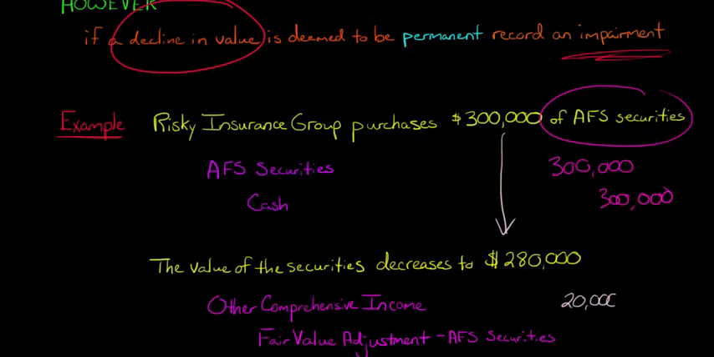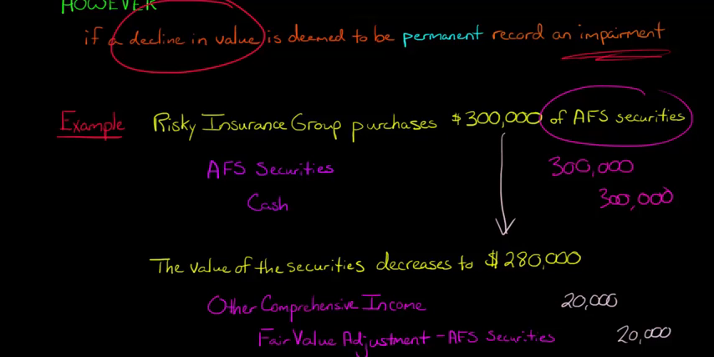Instead of that being a loss that ends up on the income statement, it bypasses the income statement and goes to other comprehensive income. That's how it gets to equity. And then we credit fair value adjustment for available for sale securities. If we went to the balance sheet, this $20,000 would reduce that $300,000 account of available for sale securities.